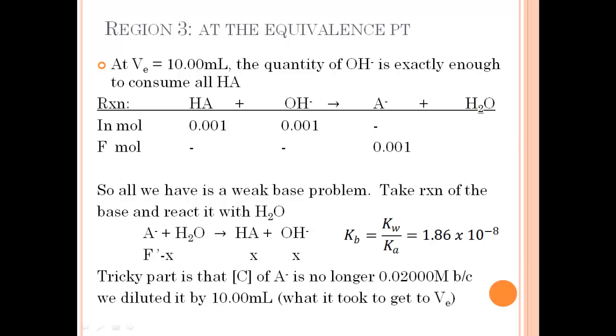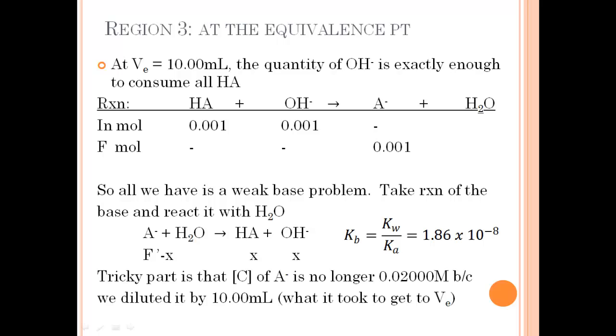How many moles of HA did you initially start with? The same. How many moles of strong base have you added? Well, it's 10 mL. 10 mL times 0.1 is going to give you 0.001. Finally, you're not going to have any HA left because all of it has been consumed. You're not going to have any OH minus left because all of it's been consumed and converted to that weak base. And that's how much weak base you're finally going to have. So all this is really a weak base problem.